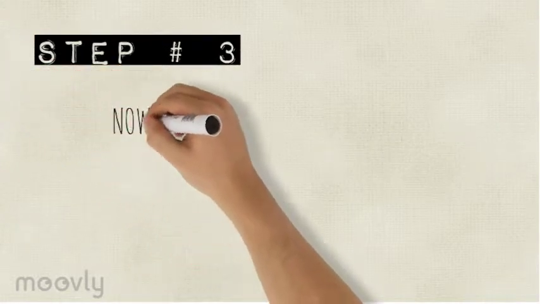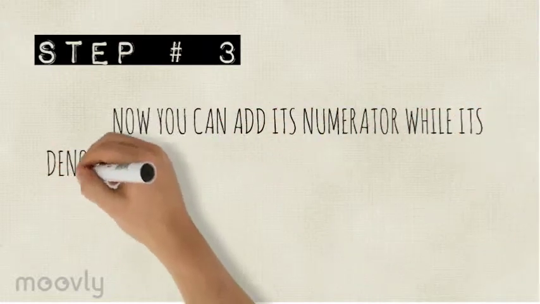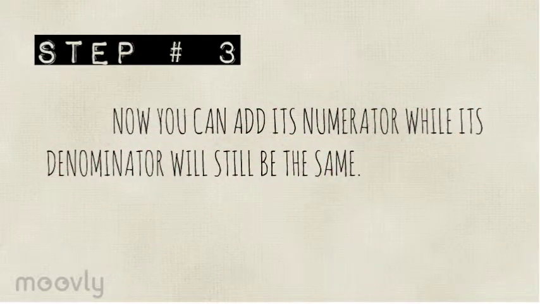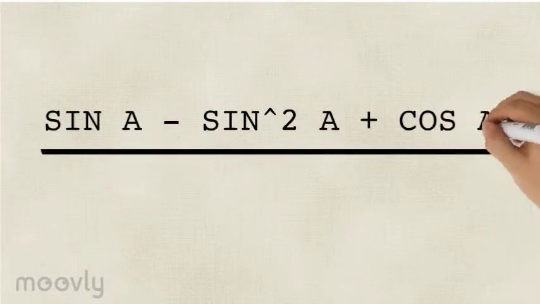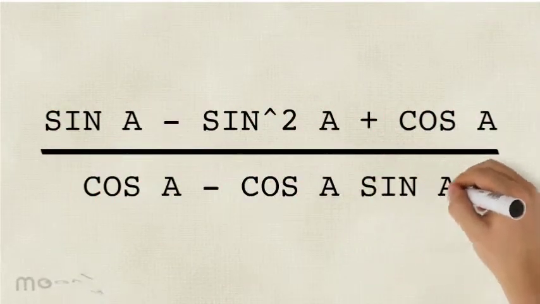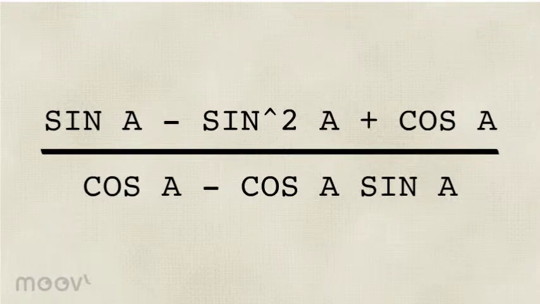Step 3. Now you can add its numerators while its denominator will still be the same, where the final answer is sine A minus sine squared A plus cosine A over cosine A minus cosine A sine A.